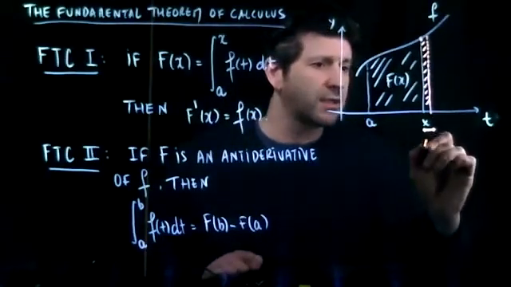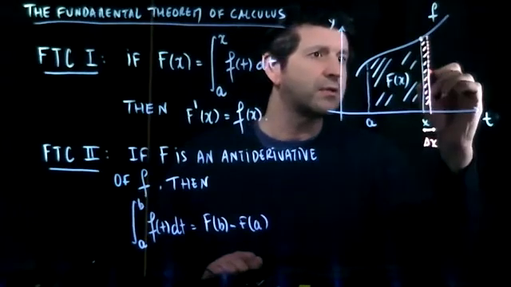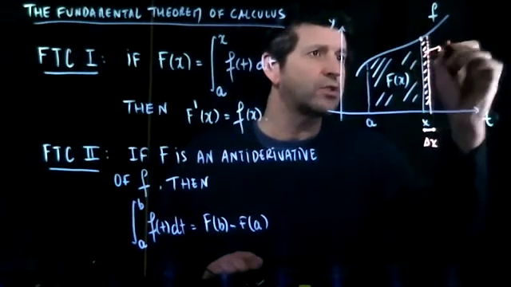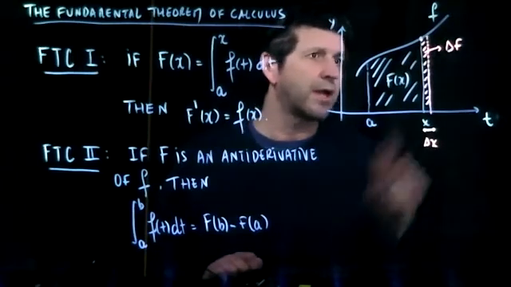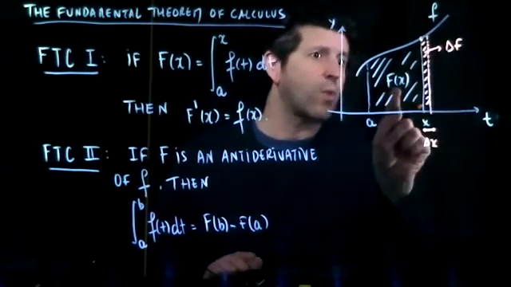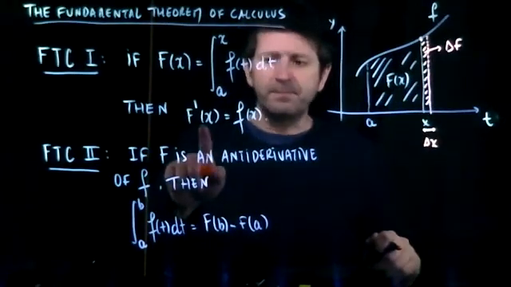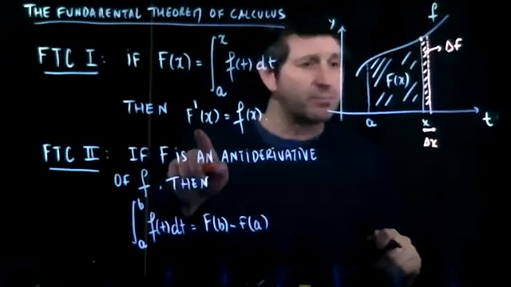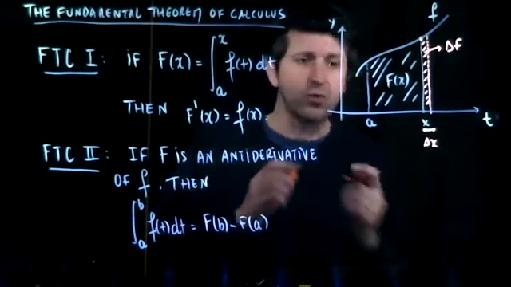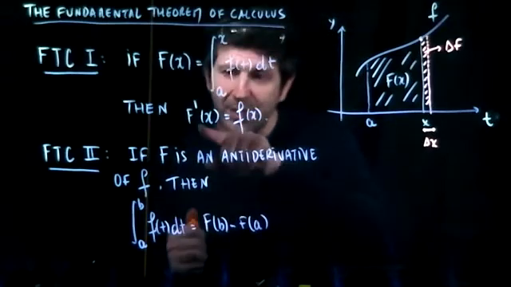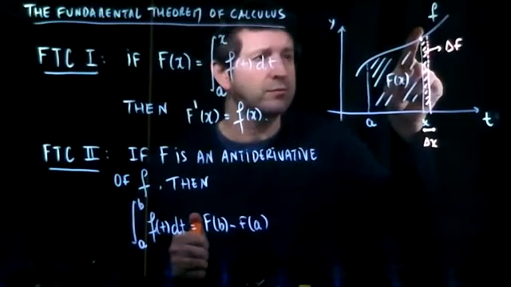This is a delta x, and this little region here is the delta big F, if you want. It's like delta y over delta x. That's big F prime. So that's what I'm trying to show, that the rate at which the area increases is exactly equal to the value of the function.